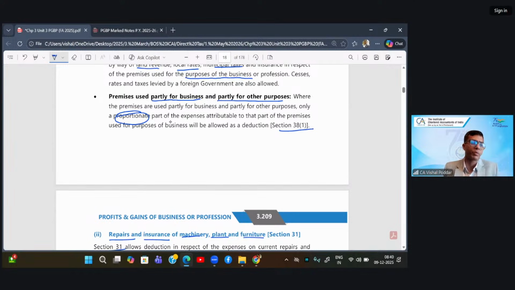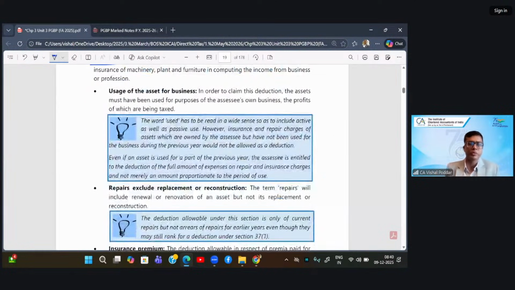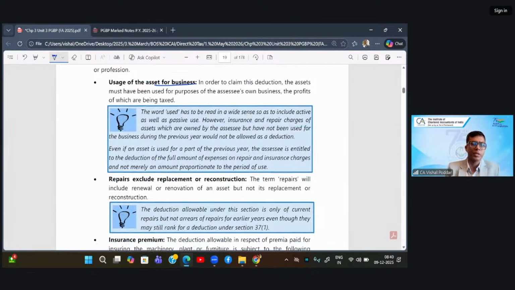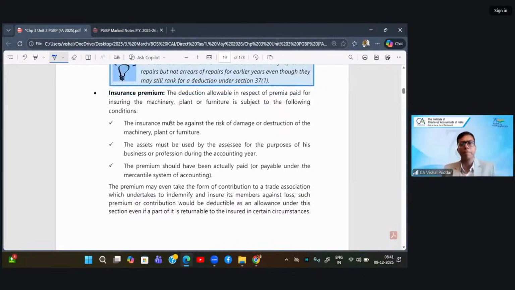How to proportionate, that is provided in section 38, which is simply on area basis, and only part expenses which are related to business will be allowed. So again, following the golden rules related to business, most important. Similarly, for other assets, the repairs, insurance, again, they follow the same rules. So firstly, it should be for the purpose of business. Then repairs will exclude capital expenses like expenses on replacement, reconstruction. Since these are capital, they will be excluded. Only the revenue repairs will be allowed as deduction.